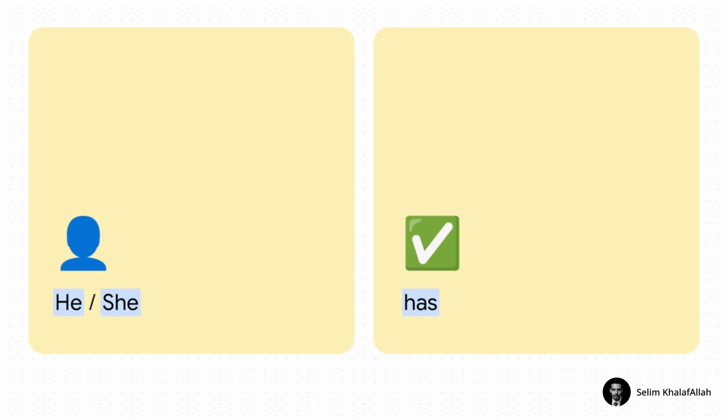Now, listen closely because this is a tiny change, but it's super important. When we talk about just one other person, a he or a she, we don't say have. The verb changes to has. See that S at the end? So the correct way to say it is he has a son. Or, like you see here, she has a sister. Just remember that S for he and she.